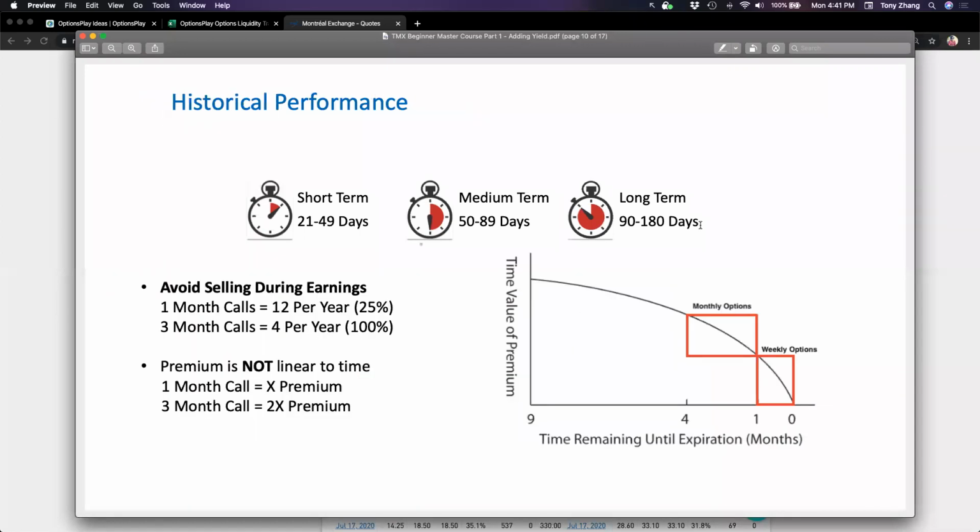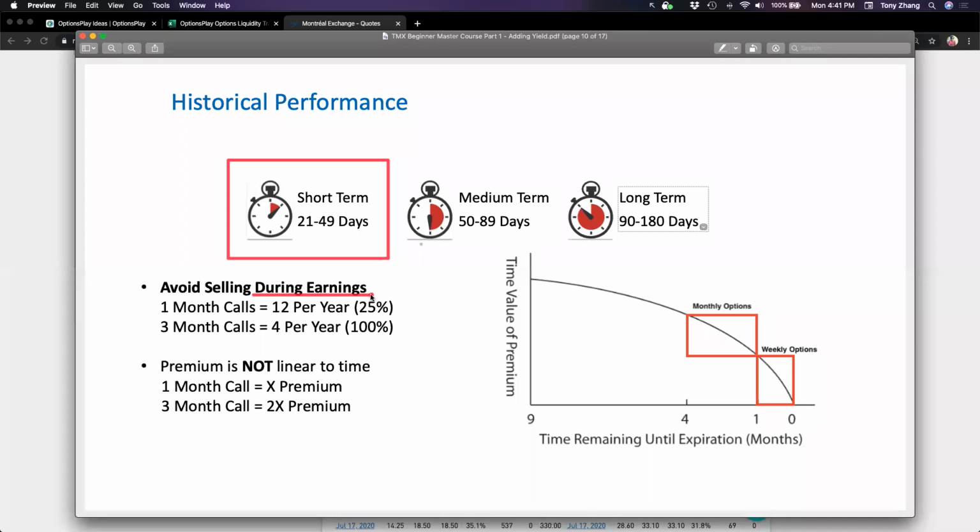So what we did is we did a lot of research, and based on our research, we saw that the shorter dated options actually generate more yield for you in the long run. And this is for a couple of reasons. Number one, we discovered that when you're selling options, when you're selling puts, when you're selling covered calls, you generally want to avoid selling going into an earnings event.